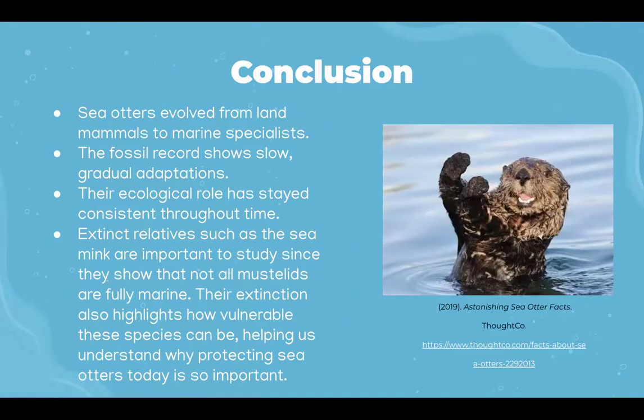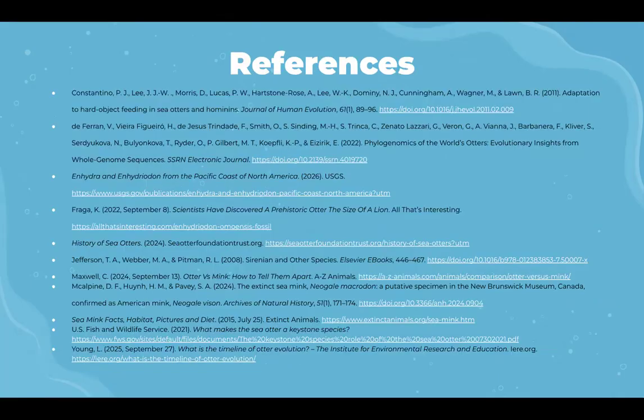Sea otters evolved from land mammals to marine specialists, and the fossil record shows many slow, gradual adaptations. Their ecological role has stayed consistent through time, and extinct relatives such as the sea mink are important to study since they show that not all mustelids are or have been fully marine. Their extinction also highlights how vulnerable this species can be, which helps us understand why protecting sea otters today is so important.